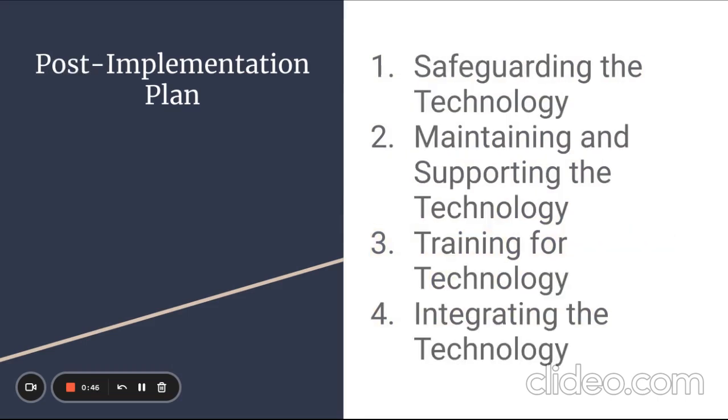We will then move to the post-implementation plan, which will include safeguarding this technology from risks, maintaining and supporting it down the line, training the staff for this technology, and integrating it into our everyday classroom. So now we're going to take a look at these steps in a little bit more detail.